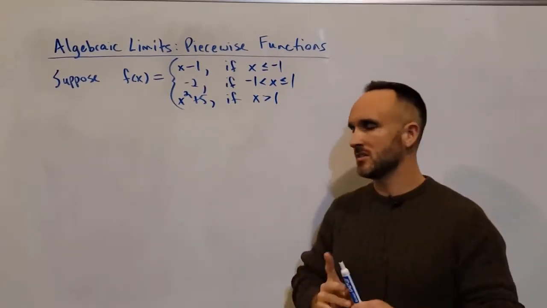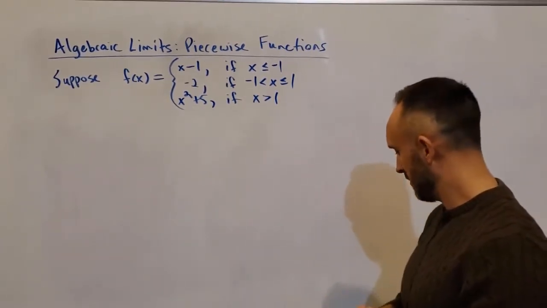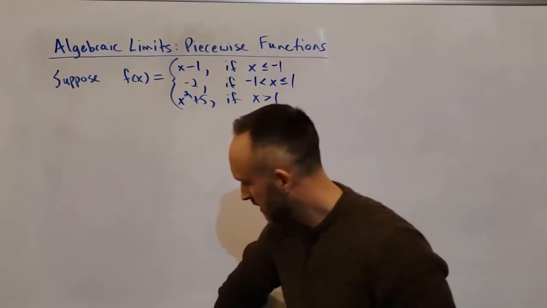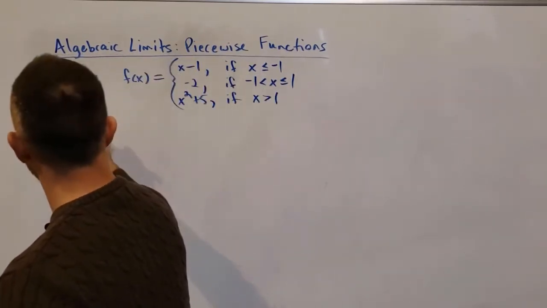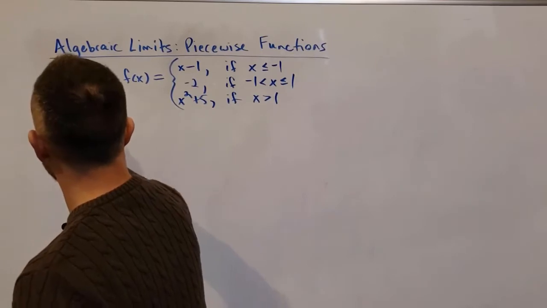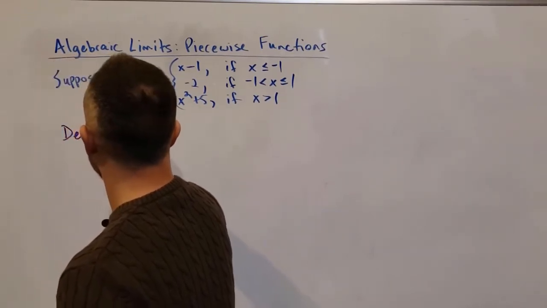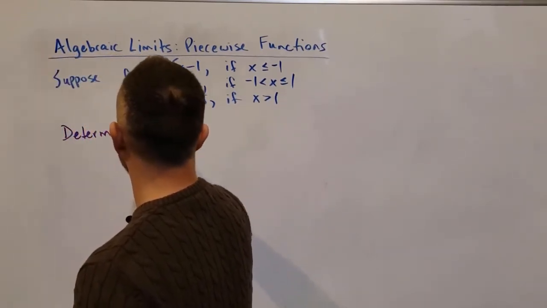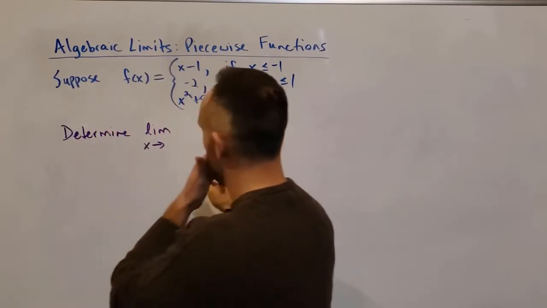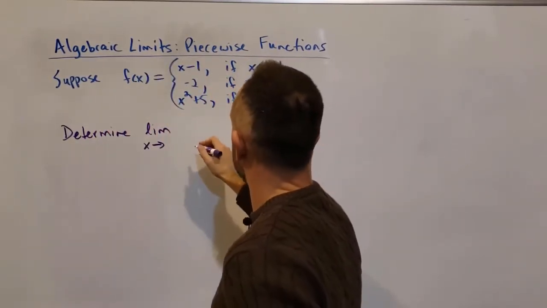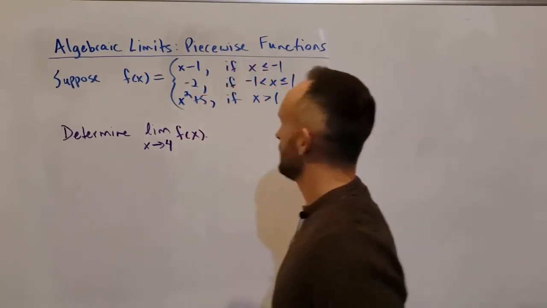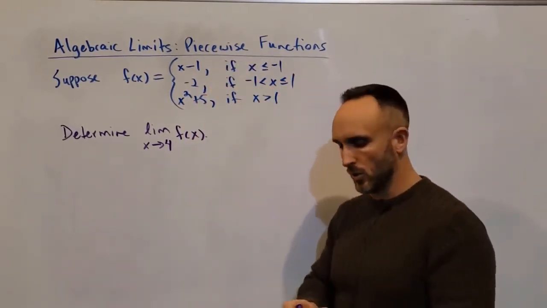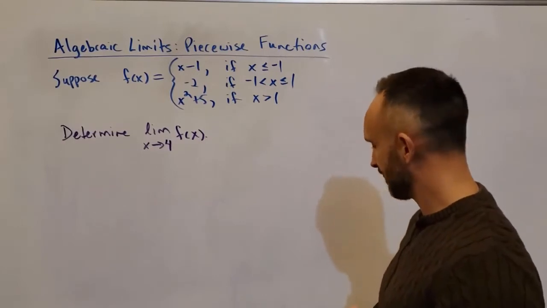What we're going to do with this is evaluate various limits. Okay? So let's start with maybe something like this. Let's determine the limit as x approaches 4 of f of x.